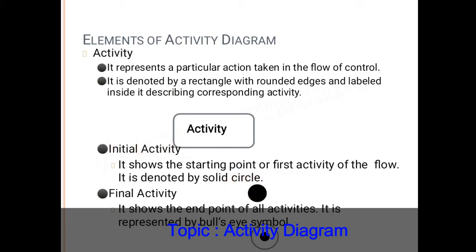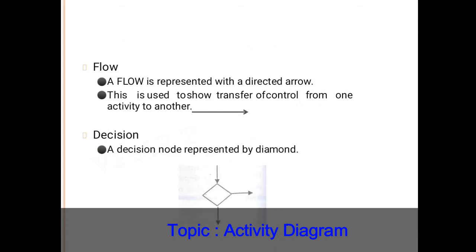Then the next symbol shows the end point of all activities. It is represented by the bull's eye symbol. The final activity we have to represent with the bull's eye symbol, and that is known as the end point of all activities.